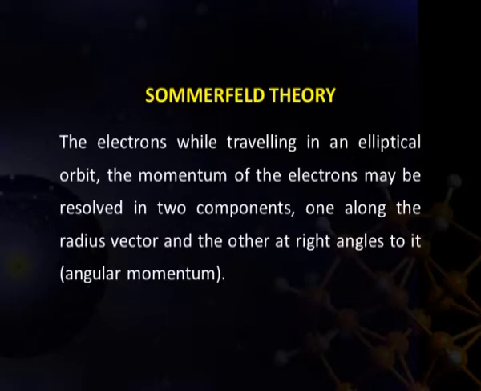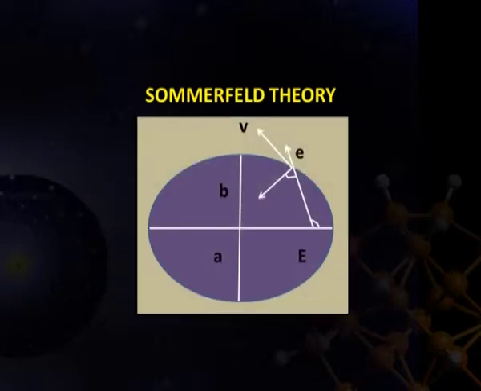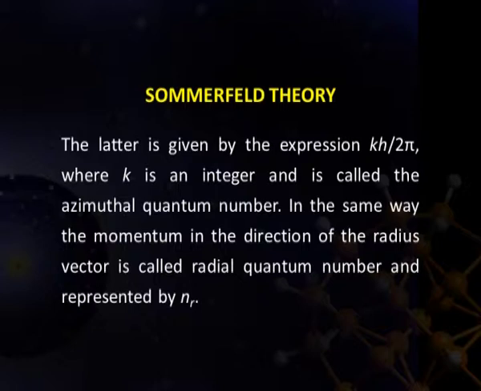While travelling in an elliptical orbit, the momentum of the electron may be resolved into two components, one along the radius vector and the other at right angle to it. This is the figure showing the elliptical shape of the orbit. The latter is the angular momentum, given by the expression kh upon 2 pi, where k is an integer called the azimuthal quantum number. In the same way, the momentum in the direction of the radius vector is called the radial quantum number.